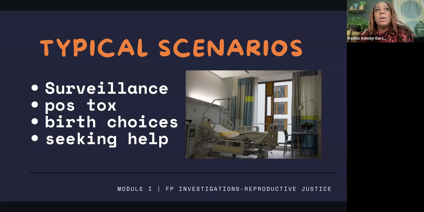Another way that we see screenings happen is through positive tox screens, right? So babies who are born with any type of substance in their system or test positive, or the mom tests positive. We see scenarios with people making birthing choices, right? So someone saying that they want to exercise their birth plan, or they don't want to give their child vitamin K, or they don't want to sign a birth certificate. We've seen those types of calls to the hotline.